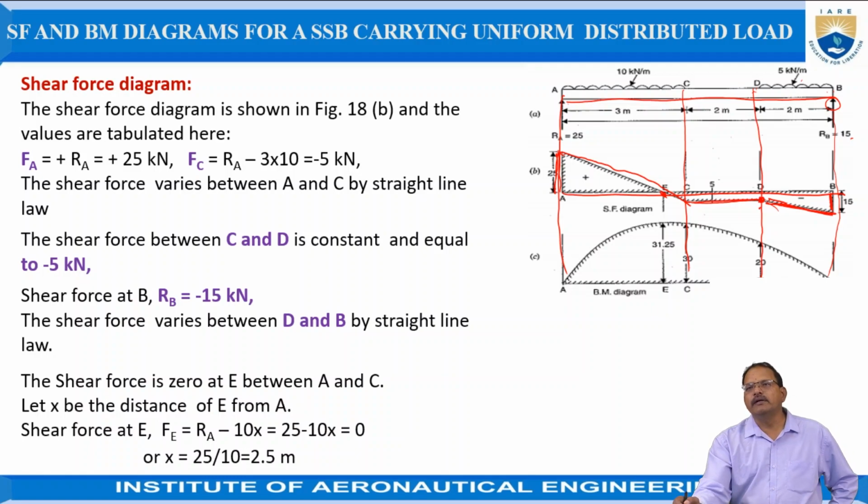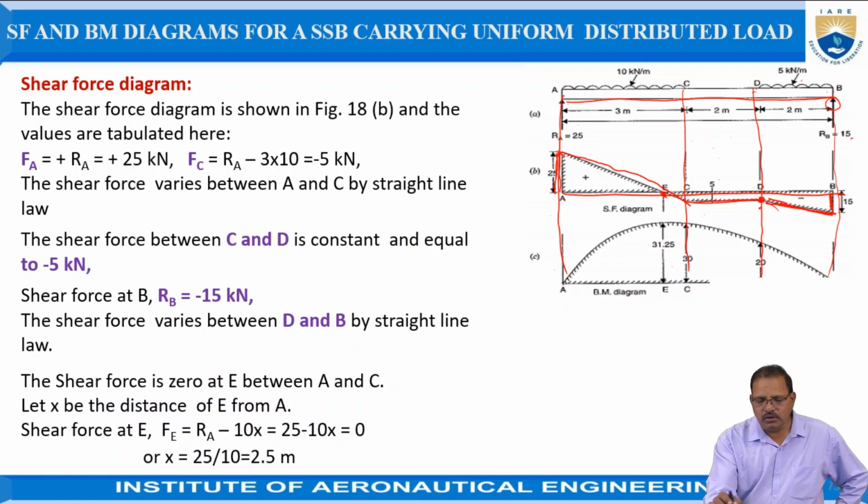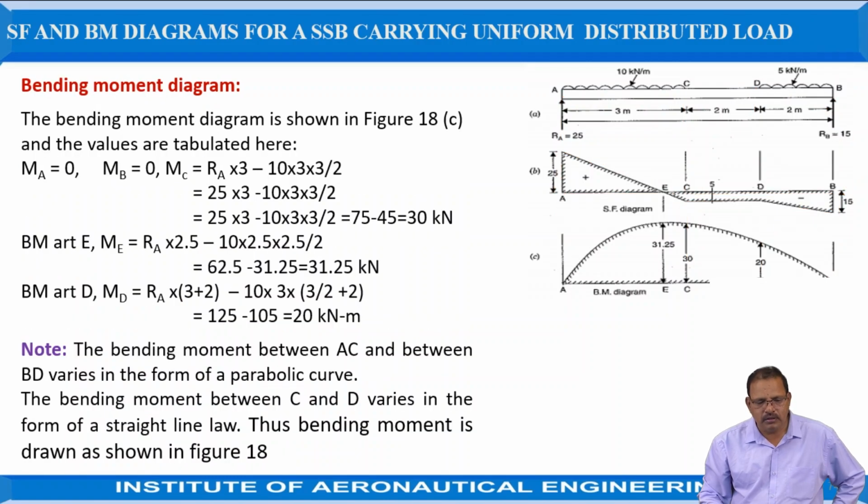At this point the beam possesses the maximum bending moment, where the shear force changes its sign from positive to negative or negative to positive, or in other words, its value becomes 0. According to the problem, it is the E point. So this is the shear force diagram. Now, bending moment diagram.